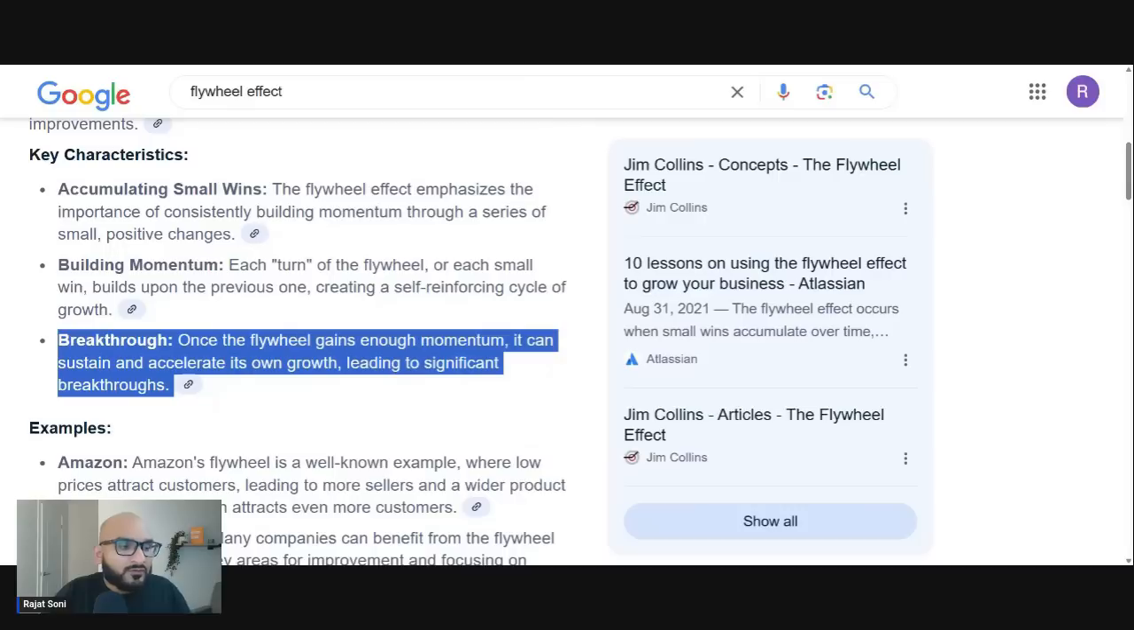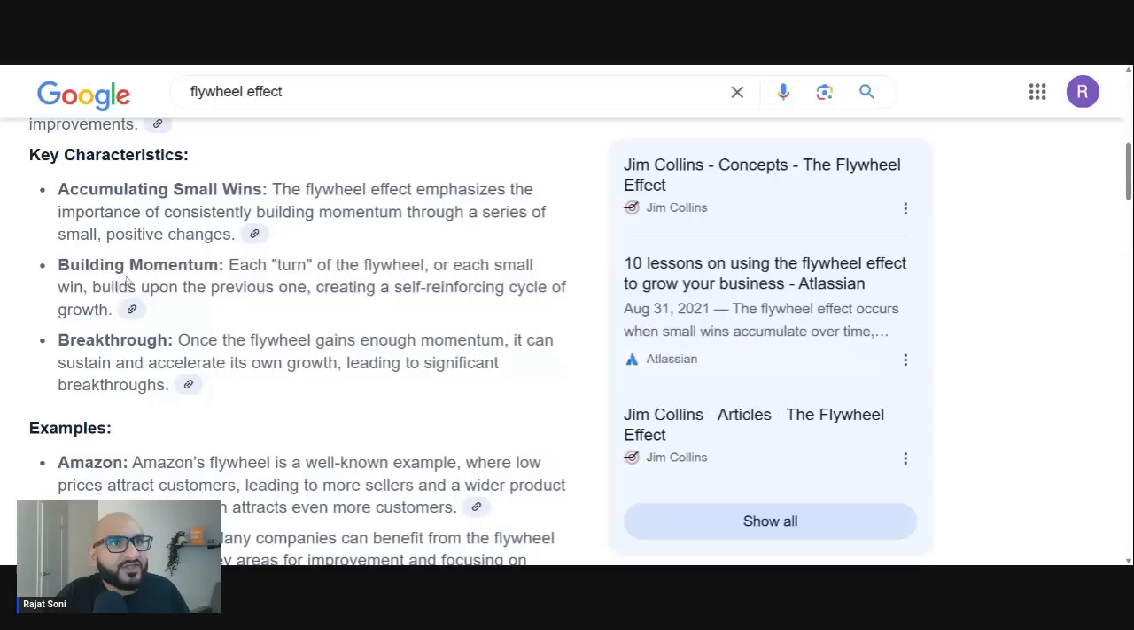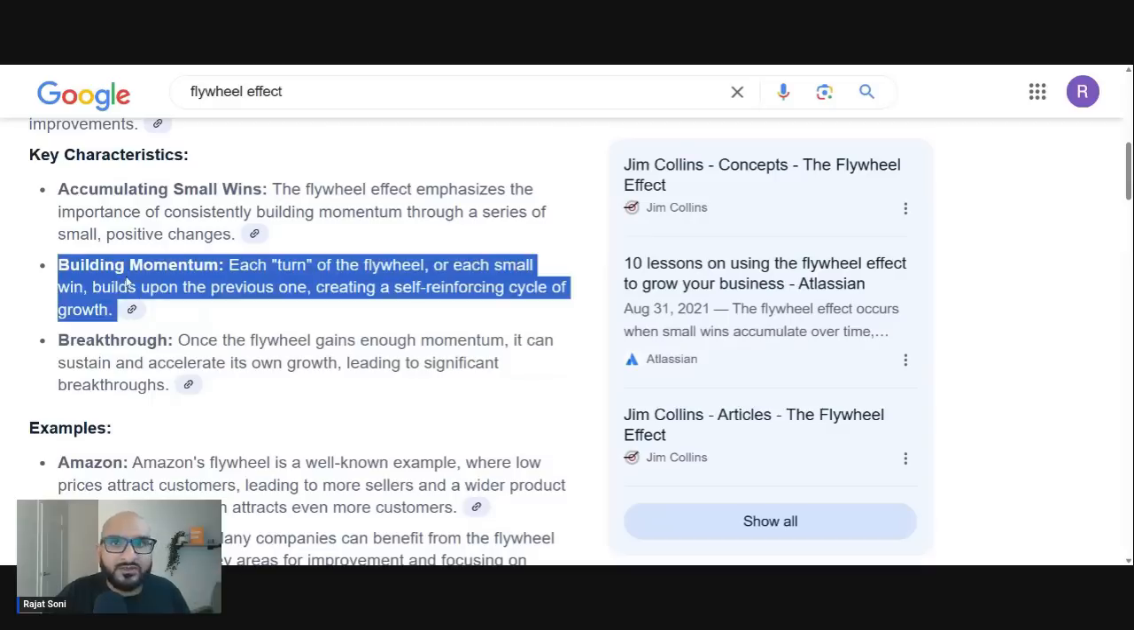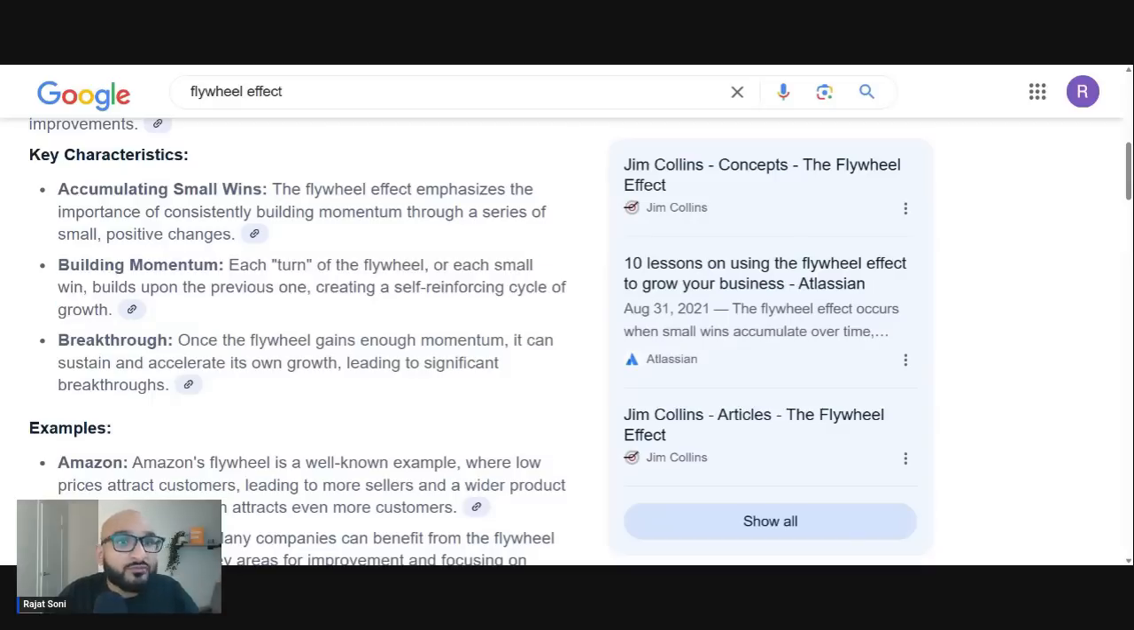So you may have, let's say, some kind of obstacle that you have to get through, maybe some kind of mental obstacle, maybe some kind of physical obstacle. Once you break through it, because of the flywheel effect, because you keep trying and you're persistent, you build momentum over time. Eventually, you break through and you see massive growth in a short period of time.